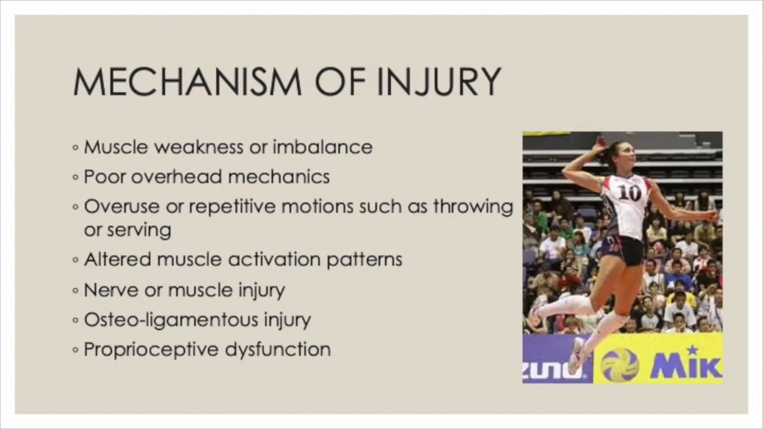Mechanisms of injury. Muscle weakness or imbalance, poor overhead mechanics, overuse or repetitive motions such as throwing or serving, altered muscle activation patterns, nerve or muscle injury, osteoligamentous injury, or proprioceptive dysfunction. Other common causes are attributed to soft tissue, for example, intrinsic muscle abnormalities, inflexibility, or abnormal muscle activation.